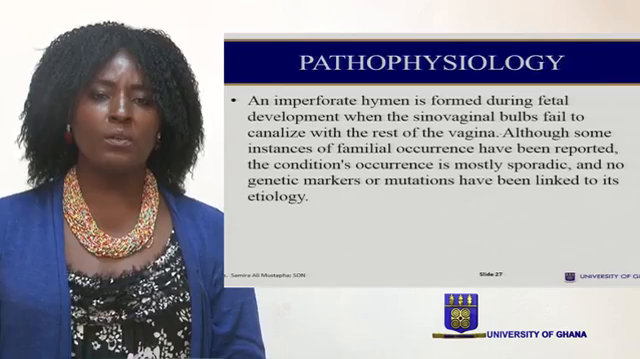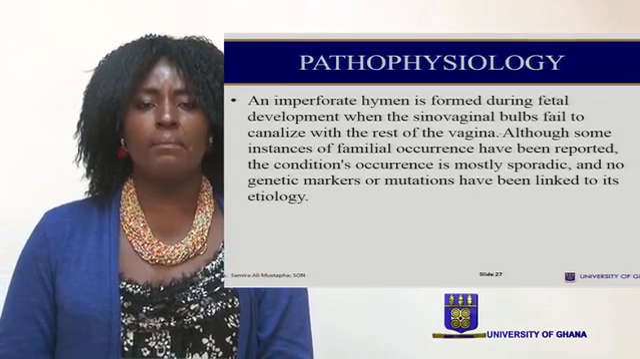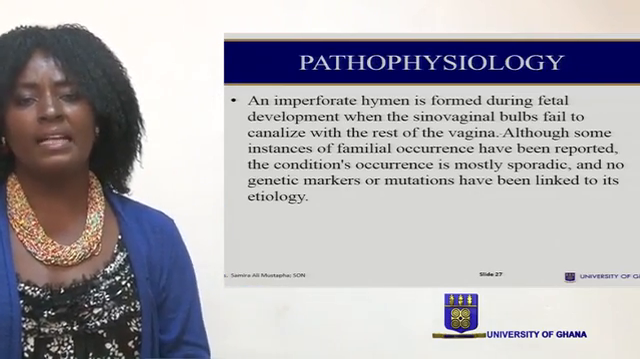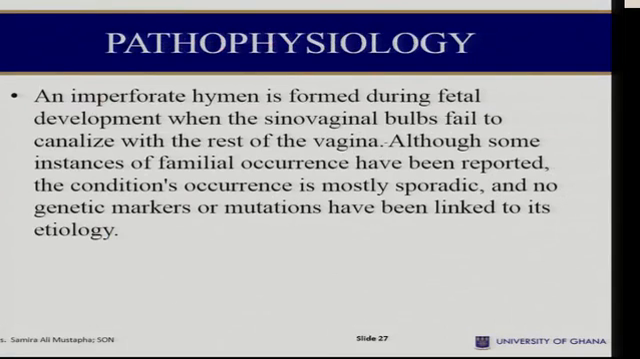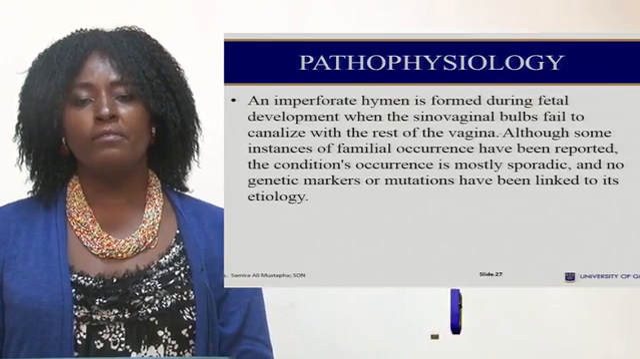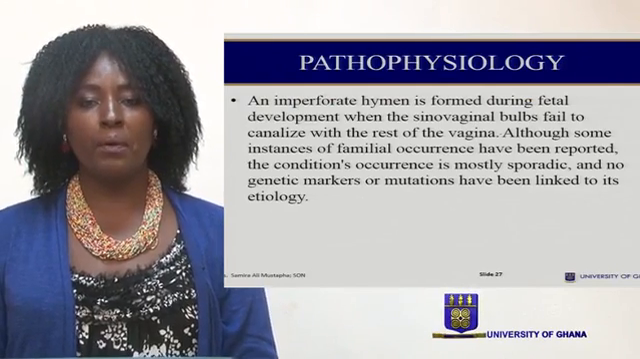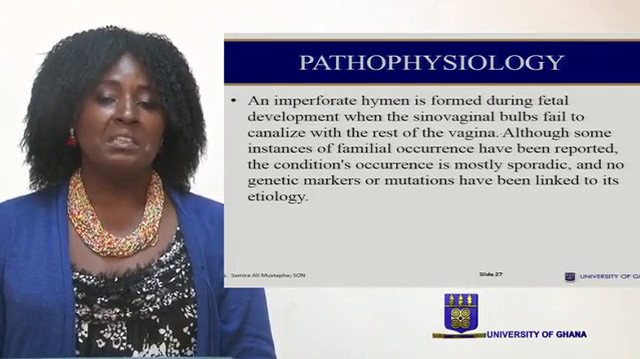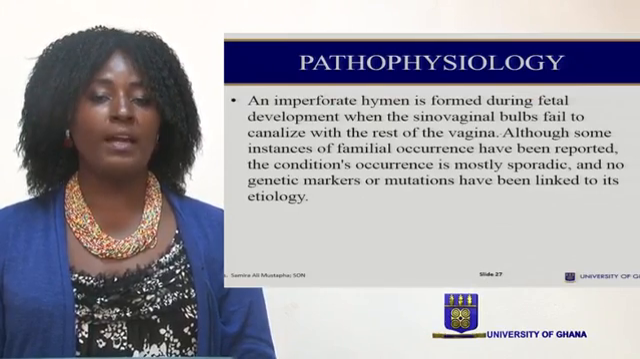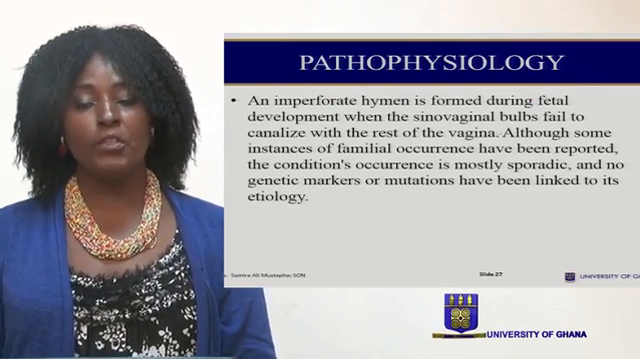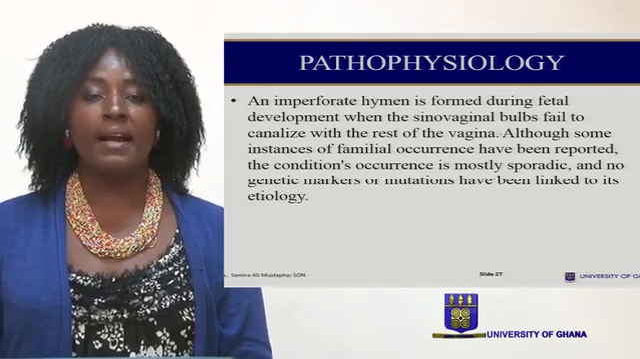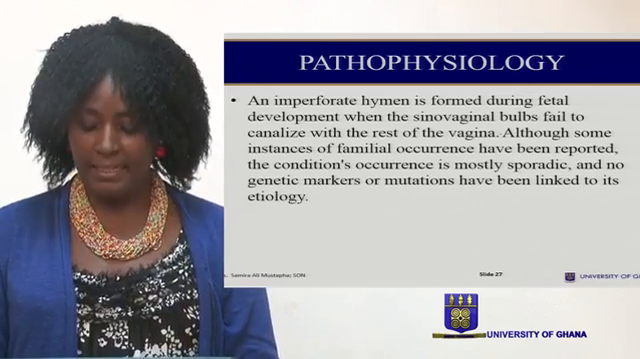So the pathophysiology, here we see that there is a problem at fetal development in early life, and the sinovaginal bulb failed to canalize with the rest of the vagina, and this is the origin of the formation of the hymen. There are instances where this is also found to run in some families and has been reported, and also in sporadic cases where you find a few cases around, and genetic markers and mutations have been linked to cause this.